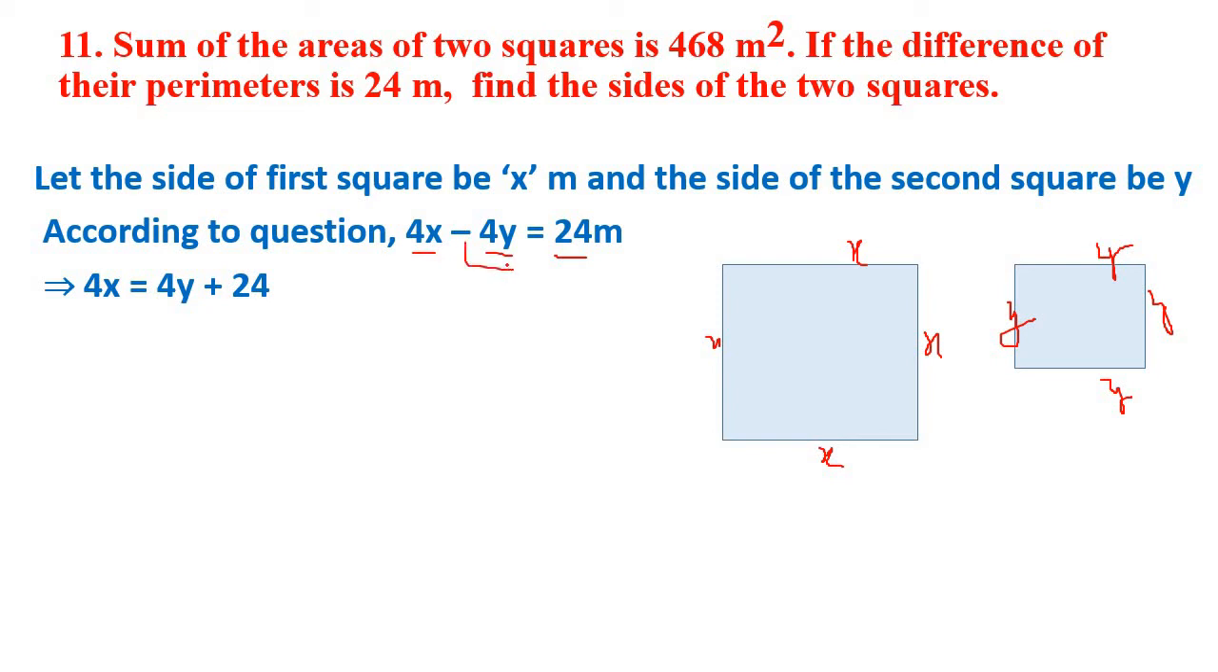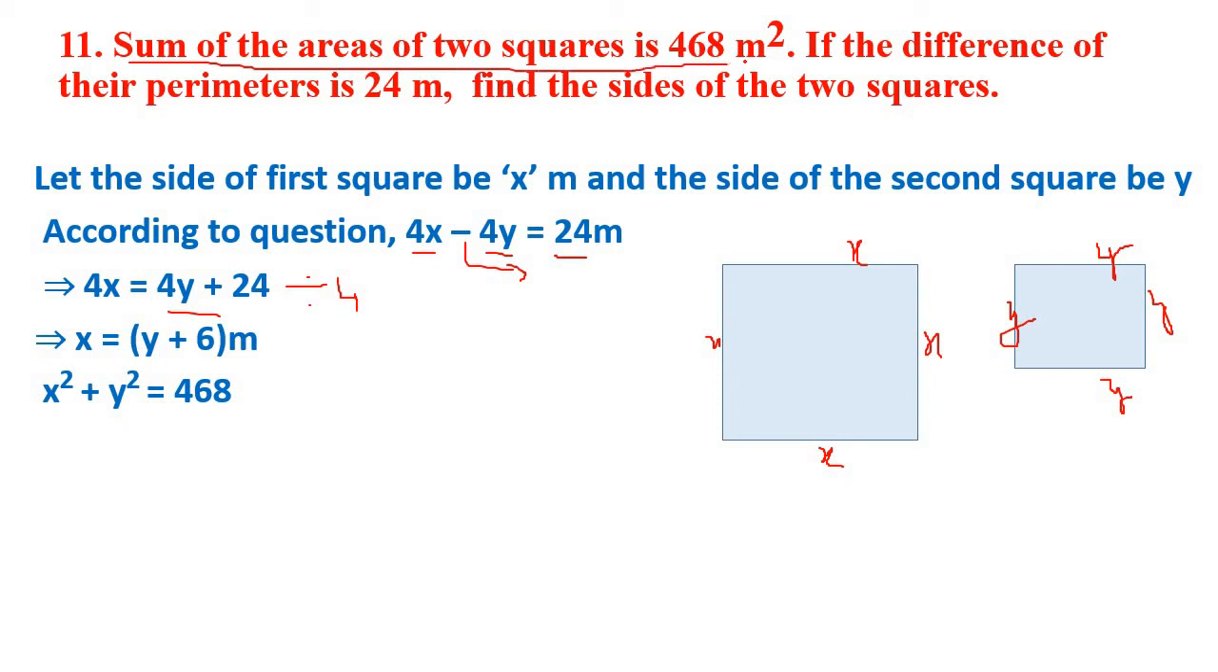Transpose this minus 4y to the RHS, so we will get plus 4y. Then x is equal to y plus 6, dividing by 4: 4 ones are 4, 4 ones are 4, 4 sixes are 24. Then already it is stated that the sum of the areas of the squares is 468.